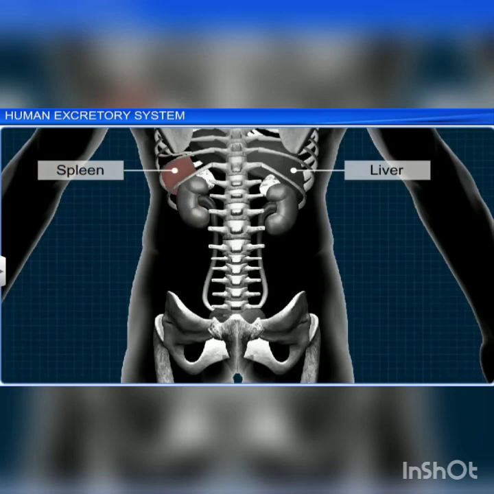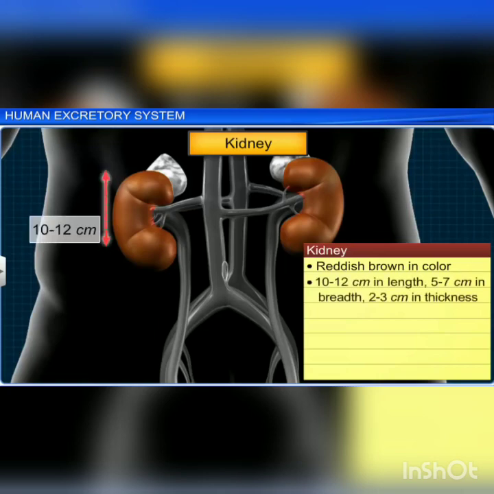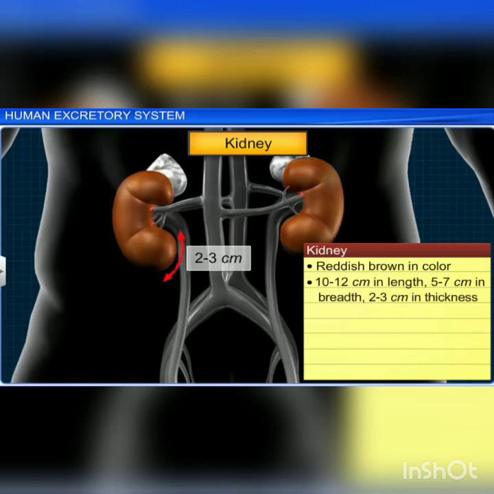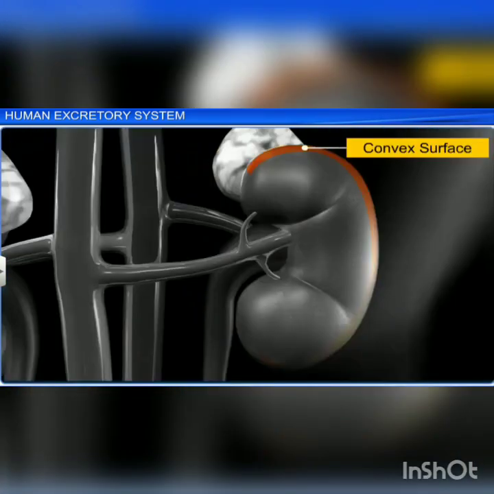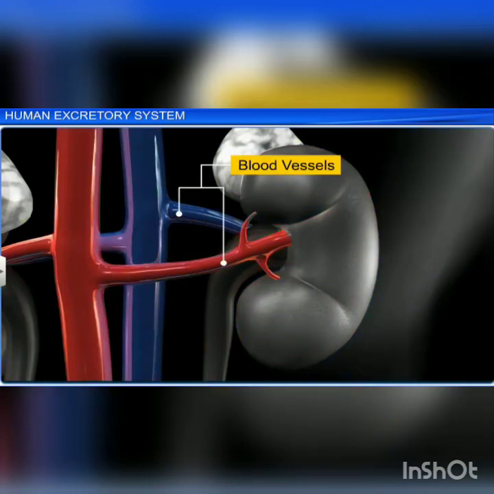The kidneys are reddish-brown in color. In an adult, each kidney measures about 10 to 12 centimeters in length, 5 to 7 centimeters in breadth, and 2 to 3 centimeters in thickness. Each kidney weighs about 120 to 170 grams. The kidneys have an outer convex surface and an indentation or a notch on the inner concave surface called the hilum, through which blood vessels, nerves, and the ureters pass.